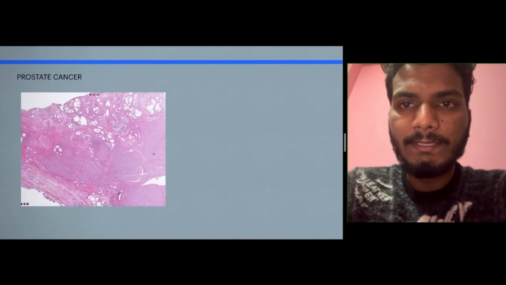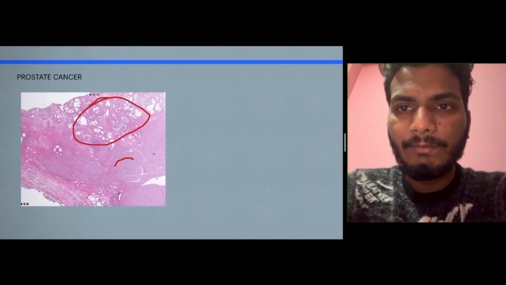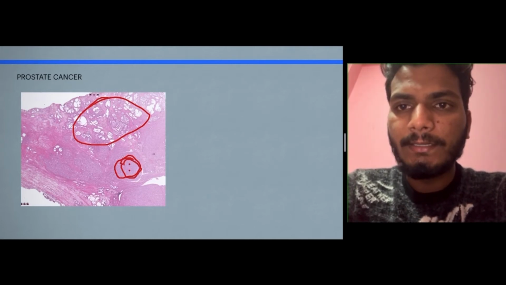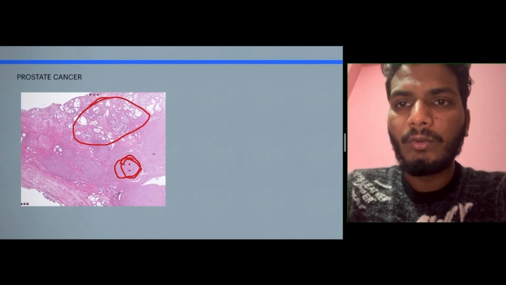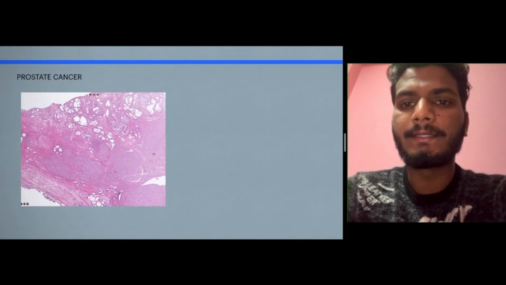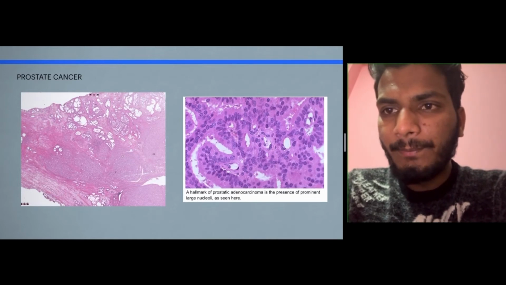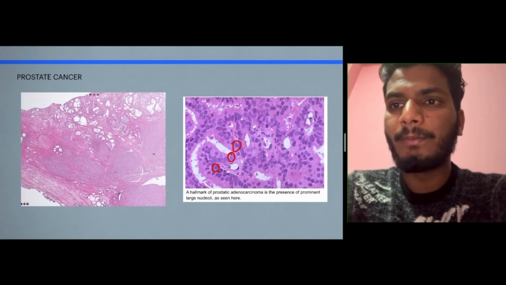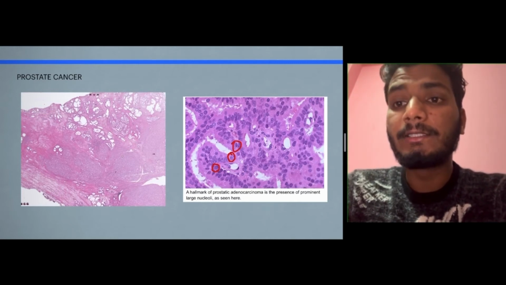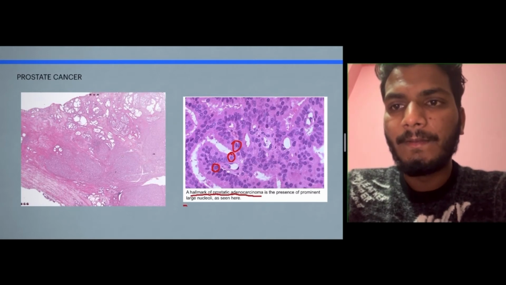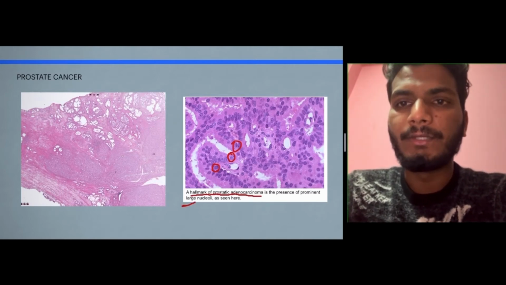So here we can see this is the normal spongy, and this we can see crowded. These are all smaller glands. So these are very crowded glands. In the next image, here we will see very prominent and purplish nuclei. These are very prominent and purplish nuclei, and this is the hallmark of prostatic adenocarcinoma. Large, prominent and purplish nuclei.